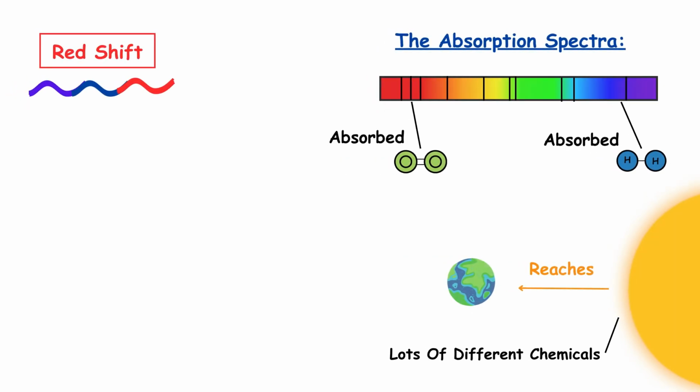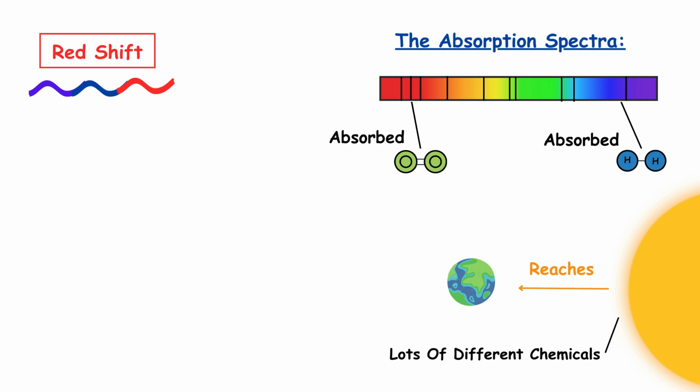Imagine a box showing the absorption spectra for visible light, which is the light emitted by the sun, and then observed here on Earth. On the left side of the spectrum, we find the longer wavelengths of red light, while on the right side, we see the shorter wavelengths of violet or purple light.